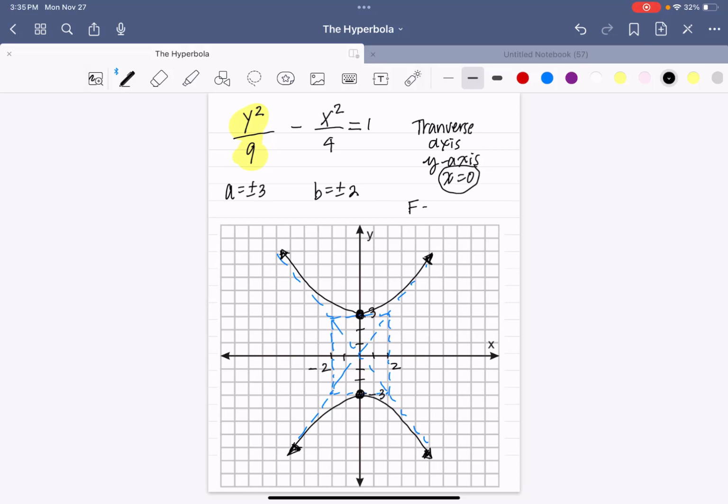My foci would be my c values, right? So it's going to be plus and minus the square root of 13 because 9 plus 4 is 13. That's a squared plus b squared. So the square root of 13 is somewhere between 3 and 4, so it's going to be somewhere in here. I'm not too worried about you getting that exact location, but just know that the foci are there, and then you can write the foci as 0, square root of 13. That's this one up here. And then the other one is at 0, negative square root of 13.